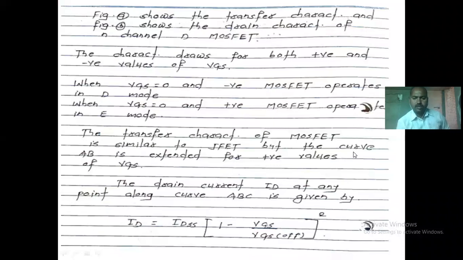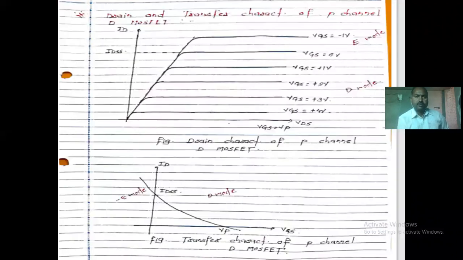Now, this is the thing as I explained. Now, we have seen the drain and transfer characteristic of P channel. One of the important differences between N channel and P channel MOSFET, either D MOSFET, is that D MOSFET indicates the depletion type MOSFET. The only thing that changes is that we use the P channel, which means holes are the majority carriers, so whatever voltage or current is provided to it should change.